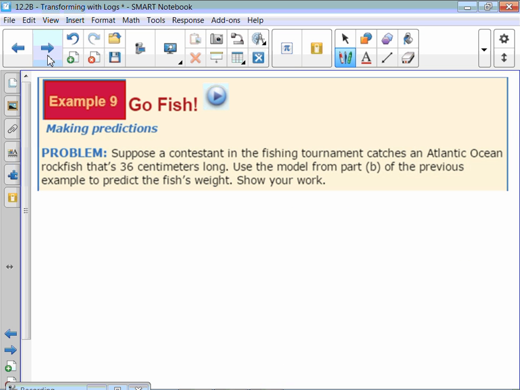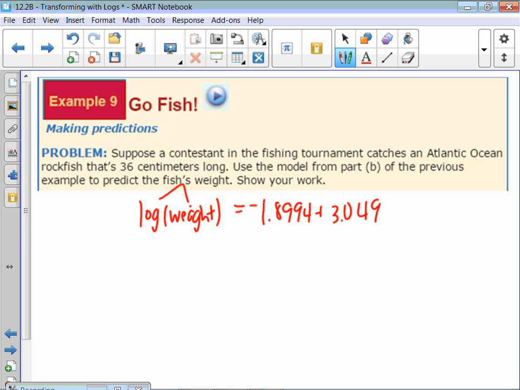All right, go fish, making predictions. So suppose a contestant in the fishing tournament catches an Atlantic Ocean rockfish that's 36 centimeters long. Use the model from part B in the previous example to predict the fish's weight. So we're using the model we just had, or we just wrote down. Log weight equals negative 1.8994 plus 3.04942 log, and I want to know it's 36 centimeters long, so I'm going to plug in 36 for the length.